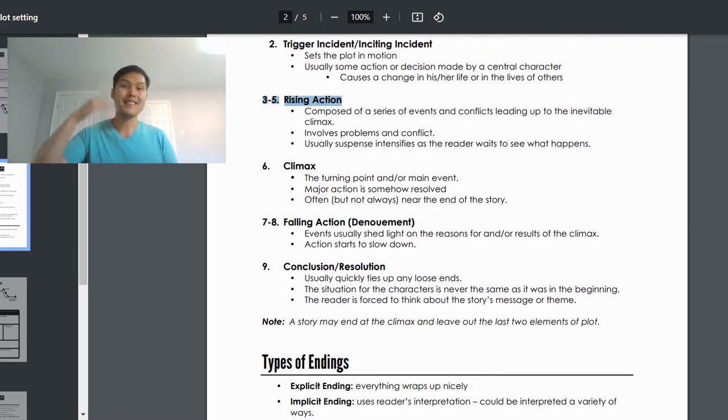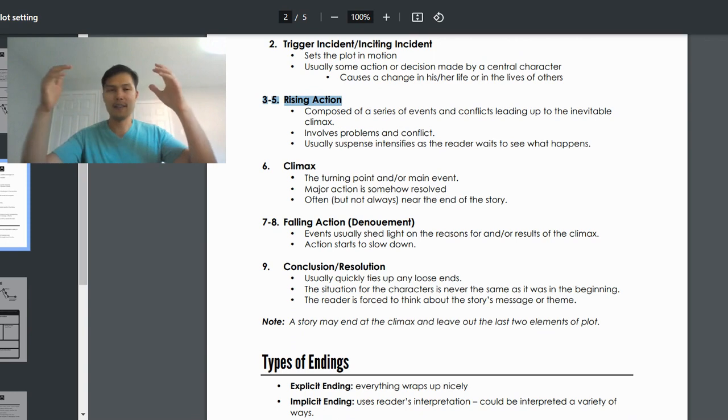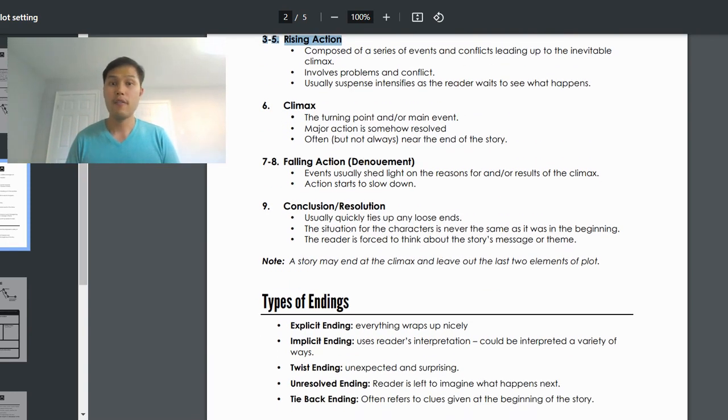The pinnacle is the climax. It's the turning point or a main event. It's a major action that is somehow resolved, right? So there's a huge galactic battle between the superheroes and the main villain, and the idea is that there's a big final battle that happens. Following action, events usually shed light on the reasons for or results of the climax.